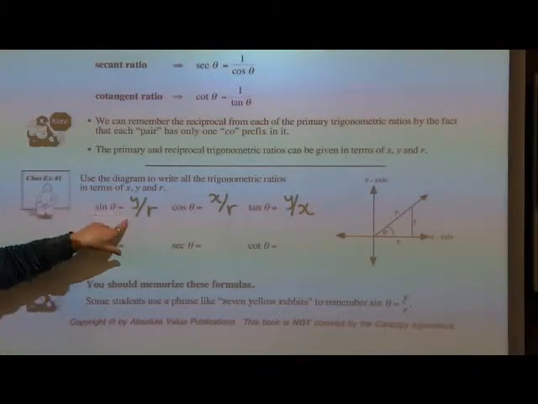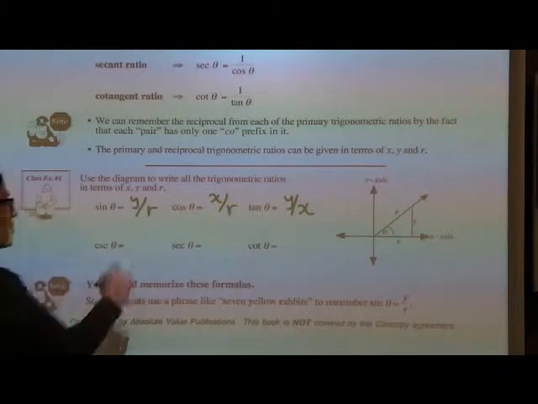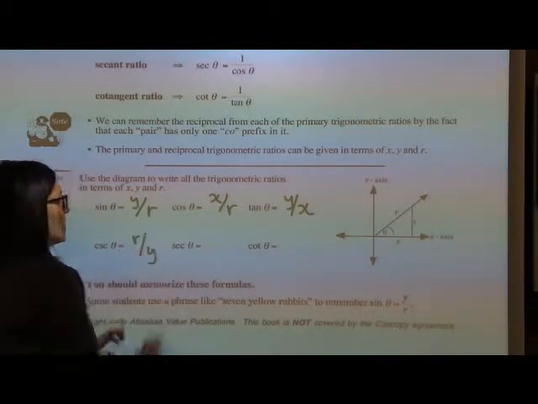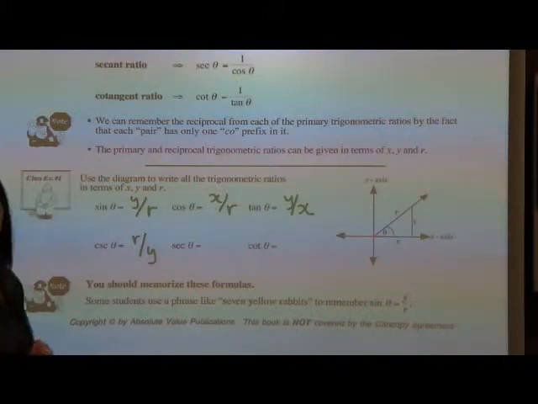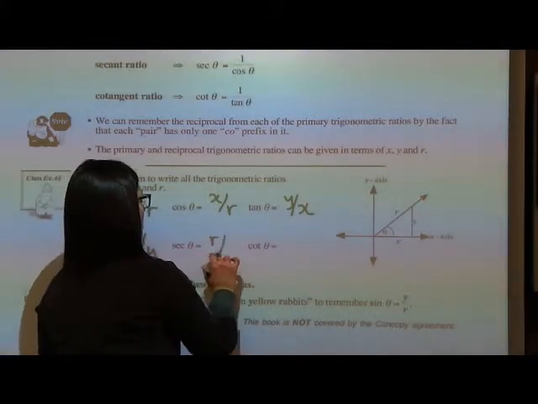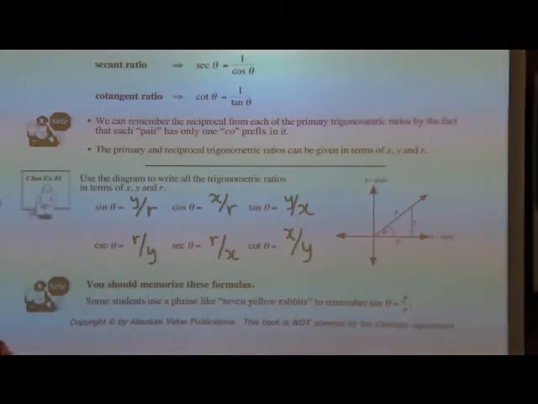And then cosecant, which is the reciprocal of sine, would be what? What happens if I reciprocate sine? What do I get? R over Y. Because to reciprocate means to flip it around. So what would secant be? R over X. And cotangent? X over Y. Good. Okay.